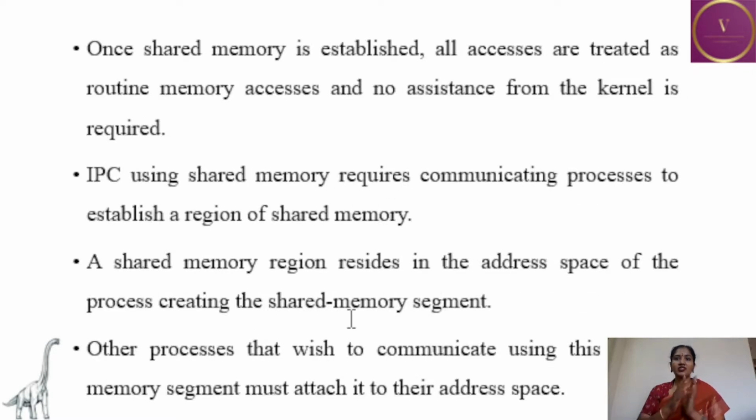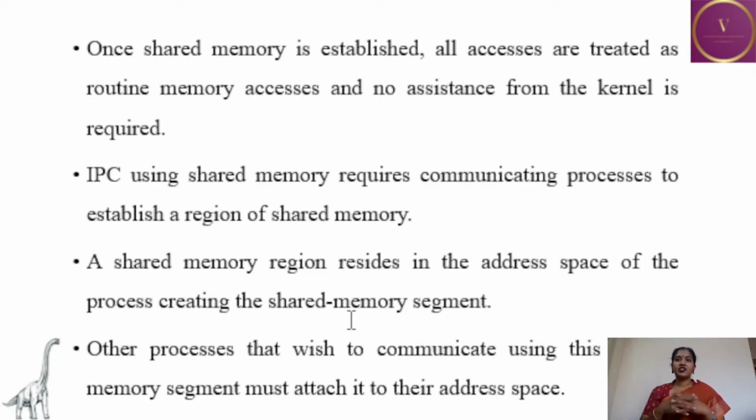The next is, once the shared memory is established, all the accesses are treated as routine. So it is not treated as system calls, it is treated as routine accesses, and no assistance from the kernel is required. Then interprocess communication using shared memory requires communicating processes to establish a region of shared memory. So interprocess communication takes place through shared memory, and only to establish the shared memory region we require a system call, right?